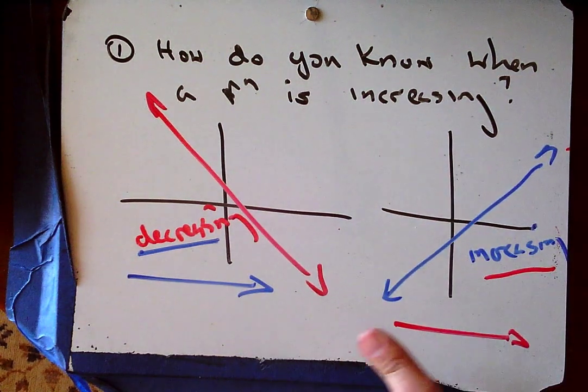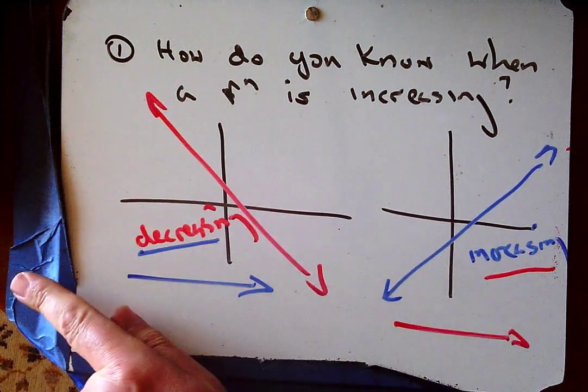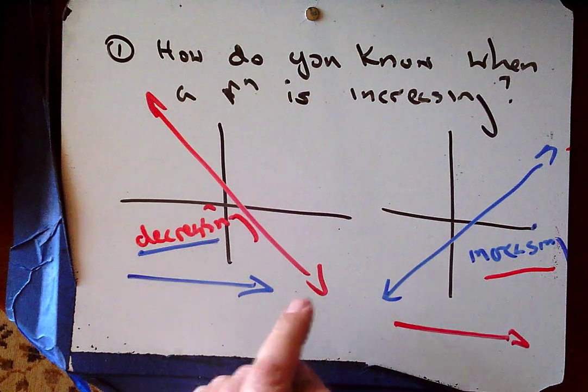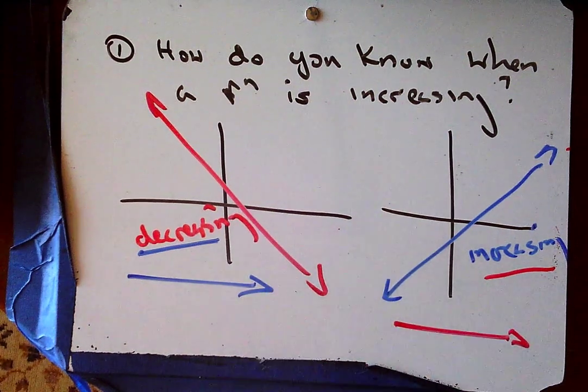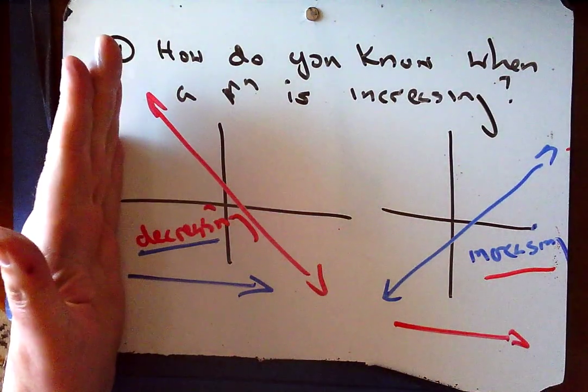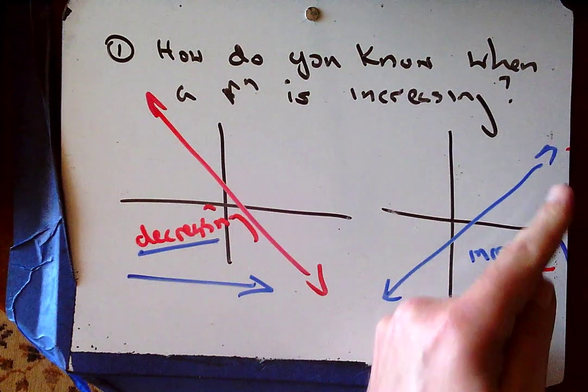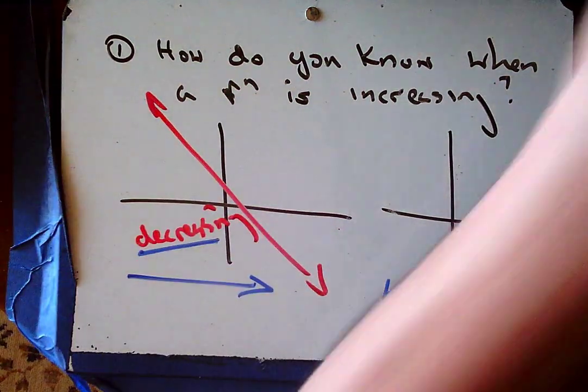Now, some students want to read this backwards, and they say, Mr. Kukla, that's increasing. It's true. If you read this backwards, this is increasing, which is why we're not going to read them backwards. In our society, we read from left to right. So from left to right, this is increasing, this is decreasing.